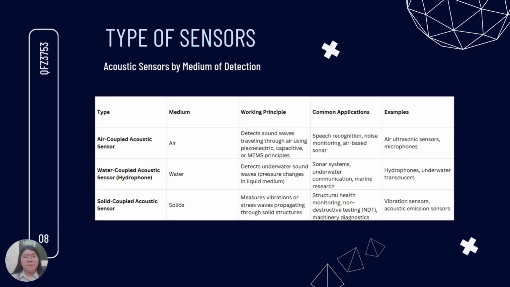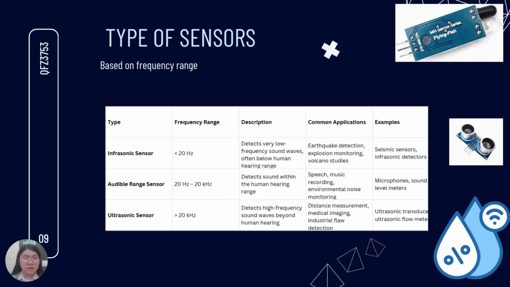Next, solid-coupled acoustic sensors require a solid medium to pass through. They can be used to measure the vibrations of stress waves propagating through solid structures. They are commonly used in structural health monitoring and non-destructive testing. Last is based on the frequency range. It is also classified into three types.